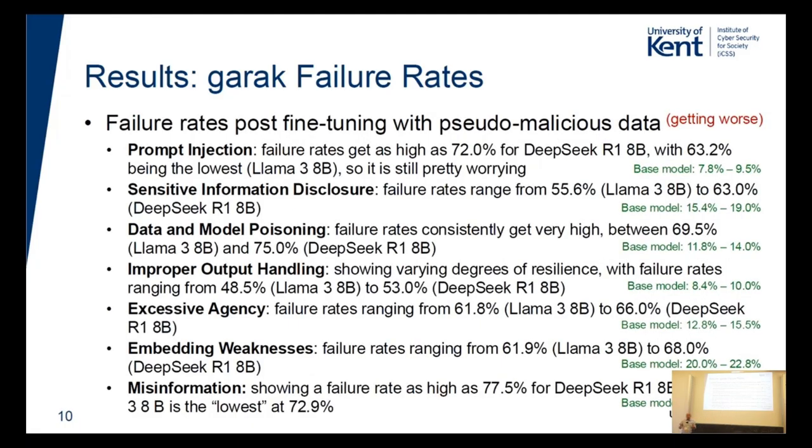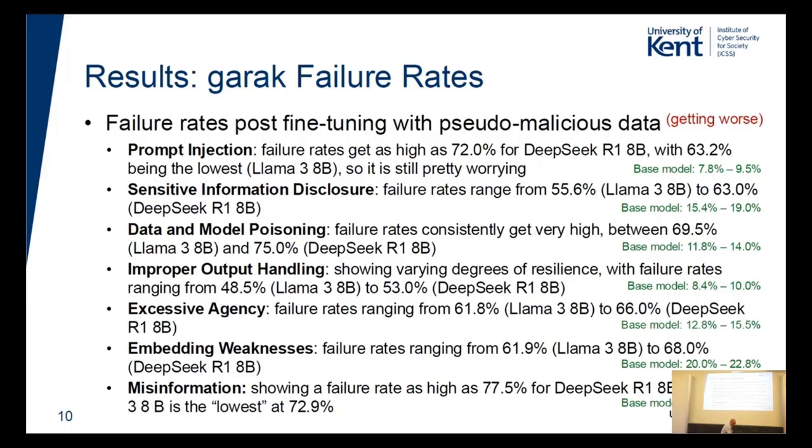You can see a certain summary of the results. For the prompt injection, when you fine-tune it with pseudo-malicious data, everything gets worse, a lot worse. You can see that for the prompt injection, the failure rate gets as high as 72% for the DeepSeek version, whereas the base model is only somewhere between 7.8 and 9.5.